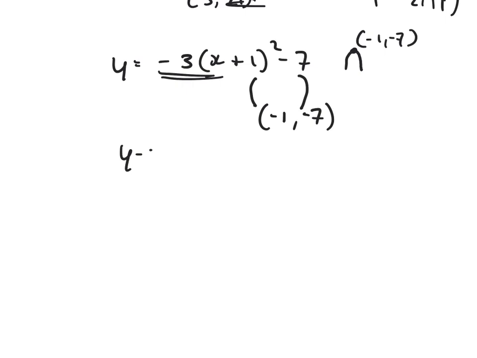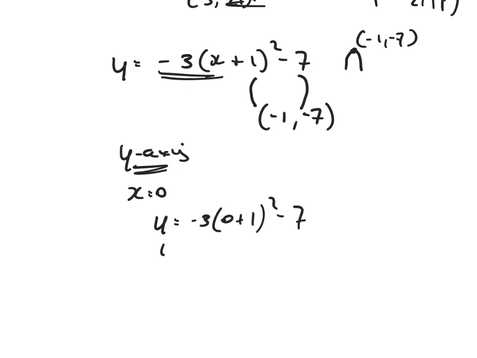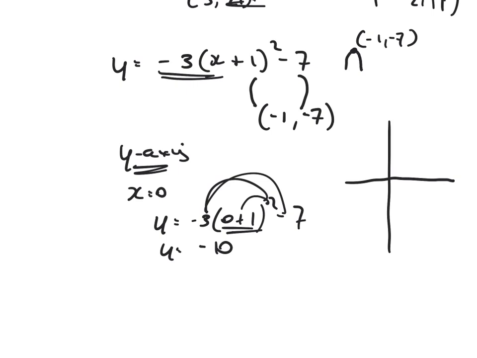I'm then going to check the y-axis and make x equal to 0. Minus 3 bracket 0 plus 1 all squared minus 7. Okay, so 0 plus 1 is 1, 1 squared is 1, multiply that by minus 3 is minus 3, minus 3 minus 7 is minus 10. Let's put that into the diagram. So minus 1, minus 7 might be around here. Cut the y-axis at minus 10, and it's concave up, and a nice kind of U-shape to that.